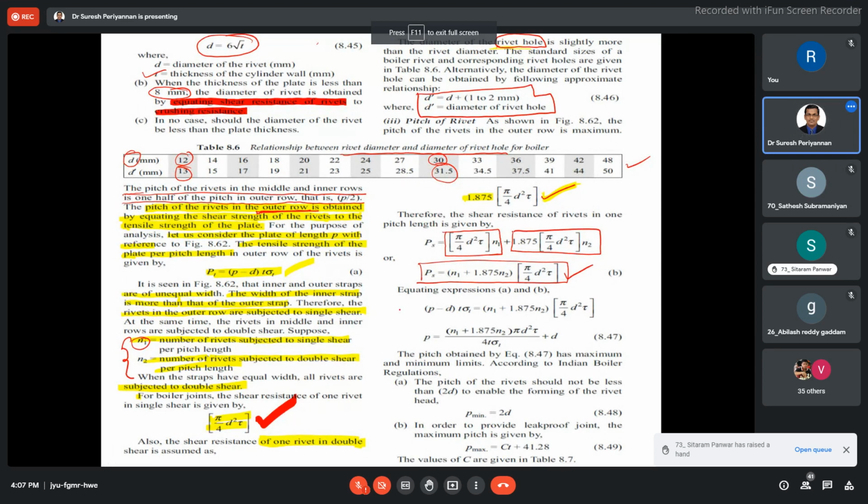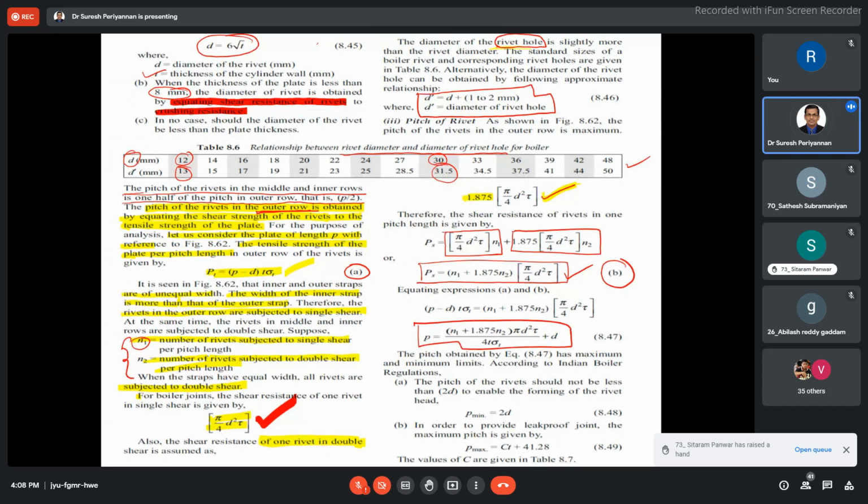We have already found this, the tensile strength of the plate. Now equating A and B, you are able to find out the pitch of the rivets which are located in the outer row. That's all.